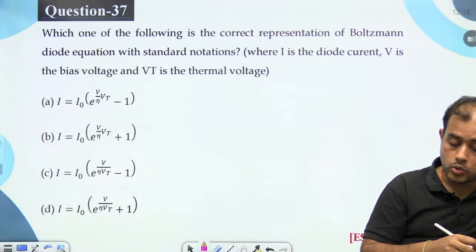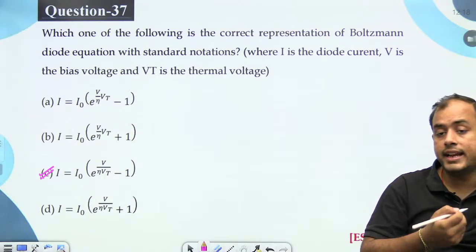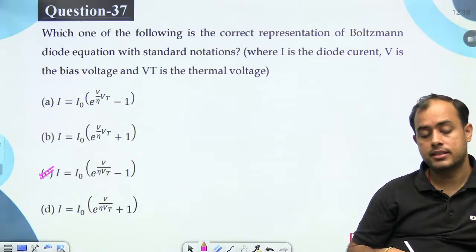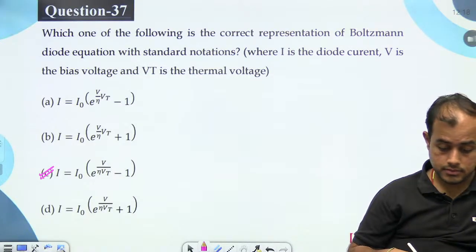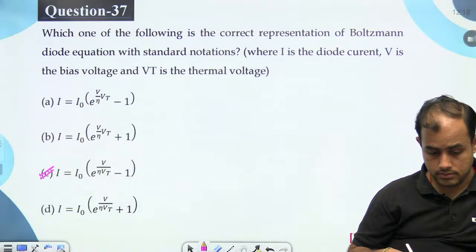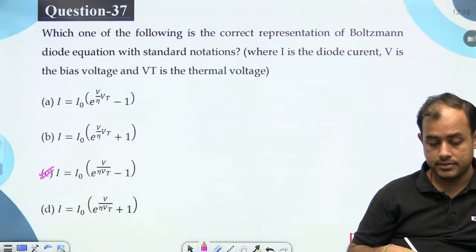Boltzmann diode equation. See, Shockley and Boltzmann diode equation is the same. या सेम ही तो लिखा है ए और सी.